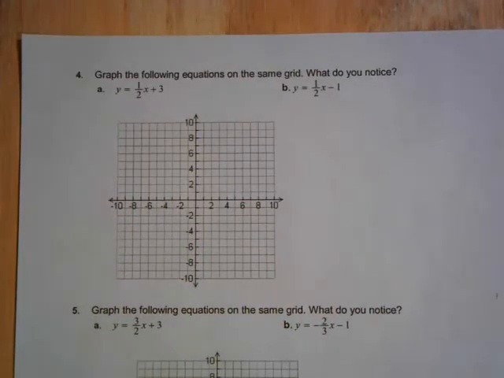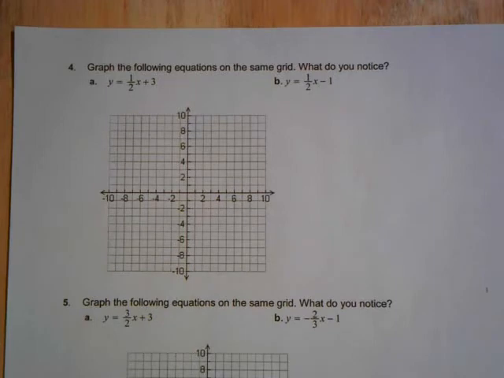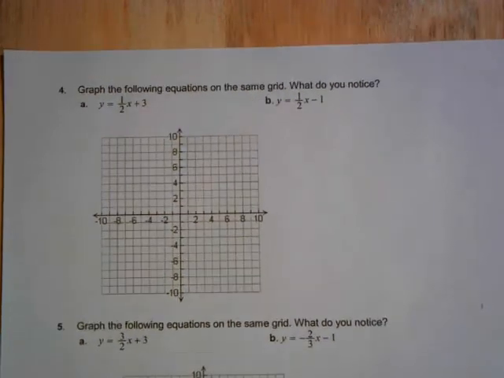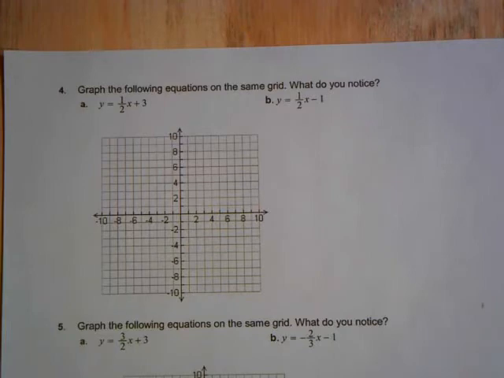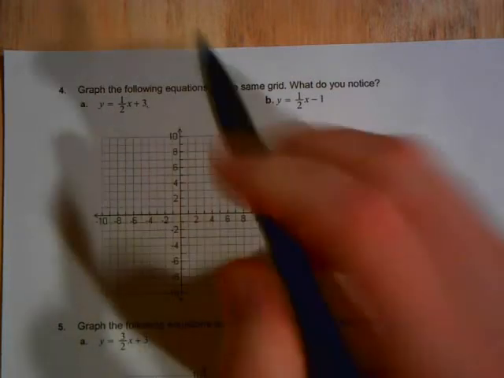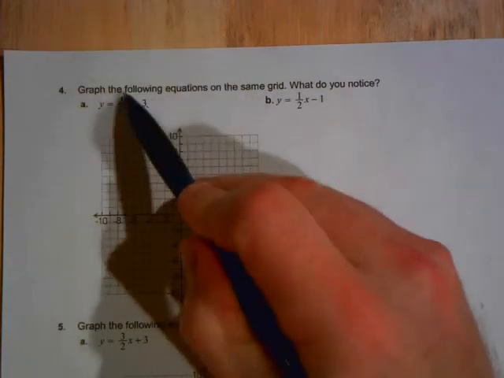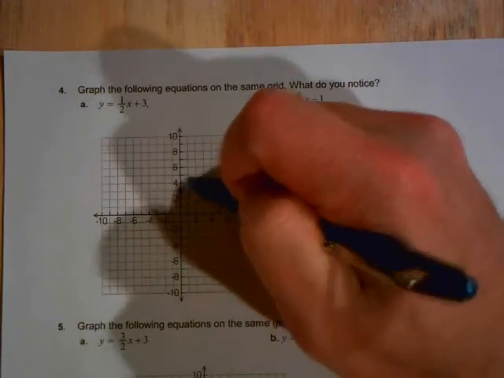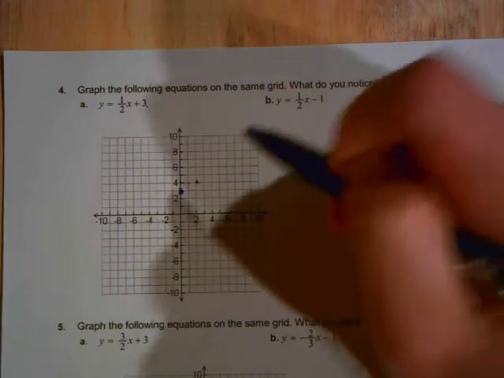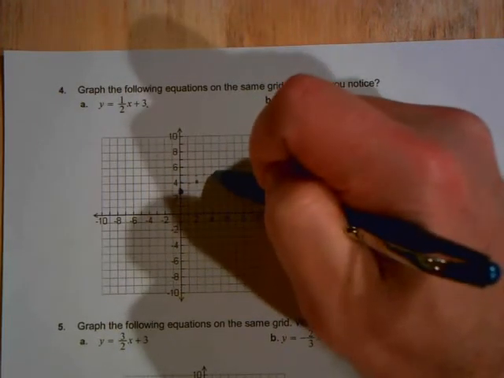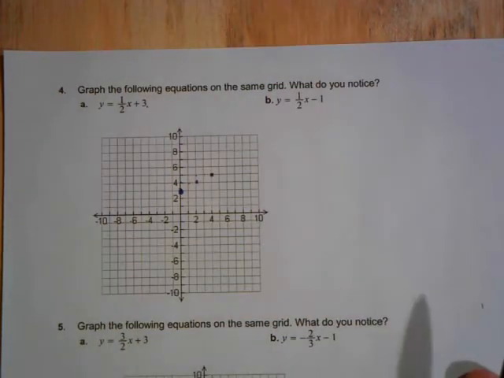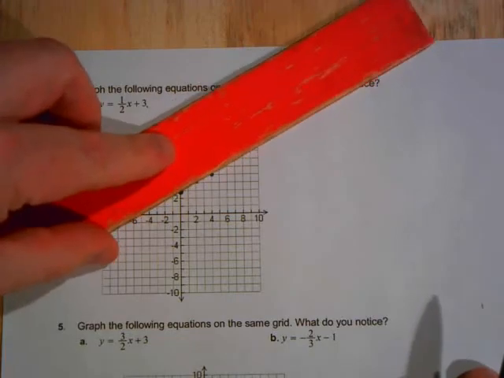Alright, last thing we have in here are some special kind of pairs of lines. Let's take a look here. Graph the following equations on the same grid. What do you notice? y equals 1/2 x plus 3. All right, I'm going to graph that one in blue. I start at my y-intercept. My y-intercept is 3. And then my slope is 1/2. That tells me go up 1 over 2. Up 1 over 2. And we'll play a game of connect the dots.